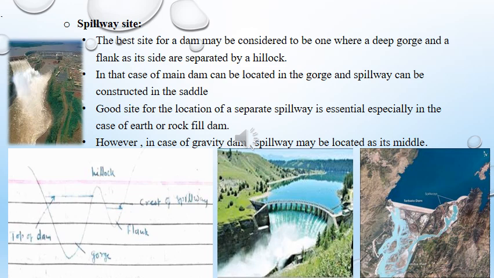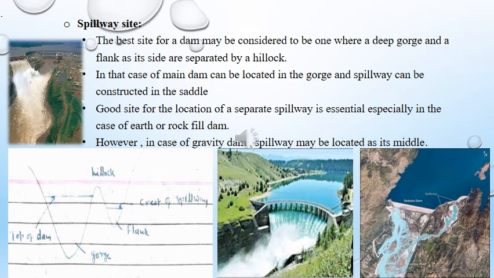The other important factor for the site selection of the dam is the spillway site. In the case of a masonry or concrete dam, it is not very essential that a good site for the spillway is available, but in the case of an earthen dam, it is very essential. So, the best site for a dam may be considered to be one where a deep gorge and a flank edge on its sides were separated by a hillock higher than the height of the dam.